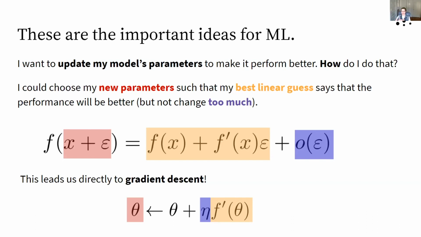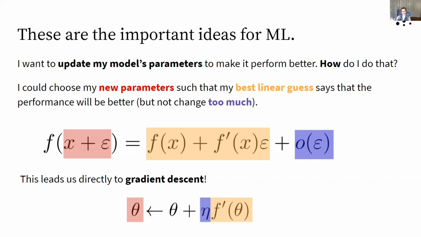One way is that I could choose my new parameters such that my best linear guess says that the performance will be better. It's really hard to know what the loss is going to be at tens of thousands of values of the parameters; it can be expensive. Han was pointing out that evaluating the loss for a transformer network can pretty quickly get you out of memory errors. So we're going to try and come up with a best linear guess that tells us how the function is going to behave at a different point. And that's what we're going to use to update our parameters.